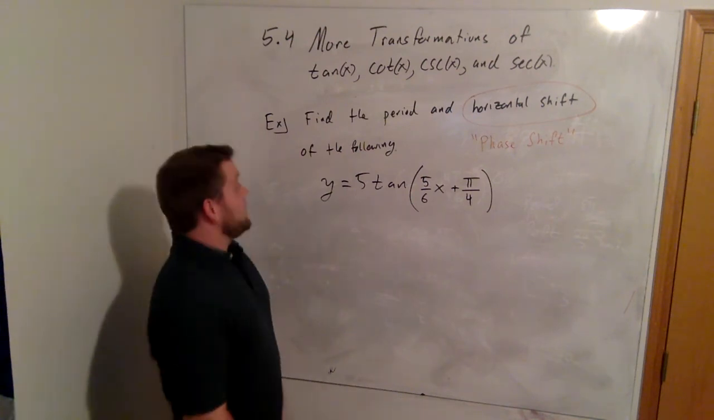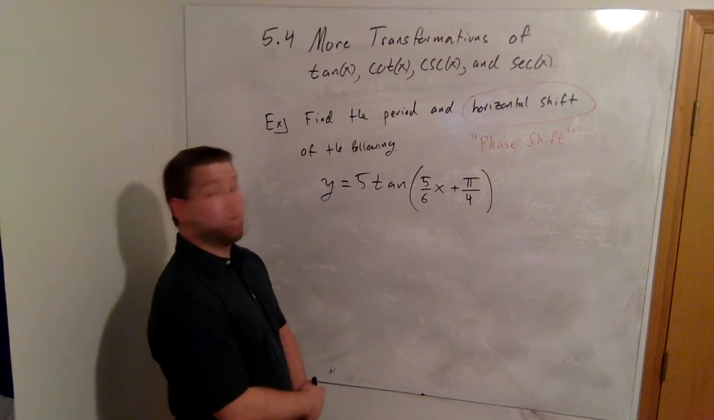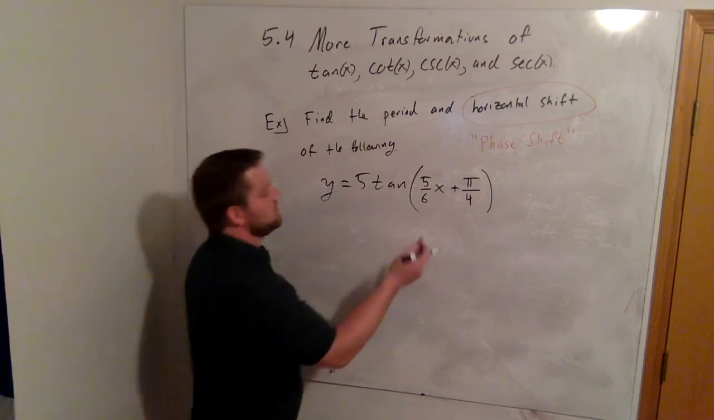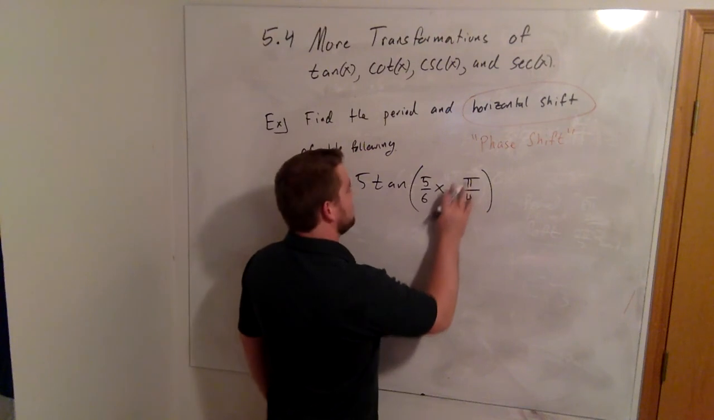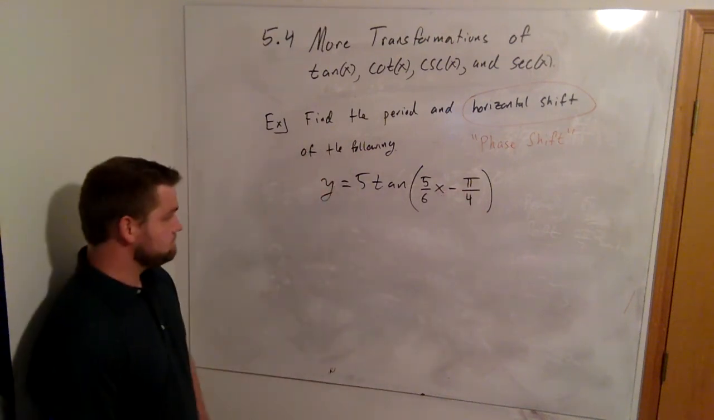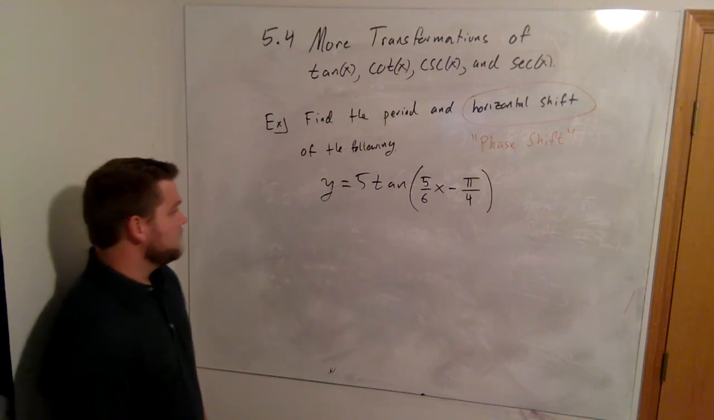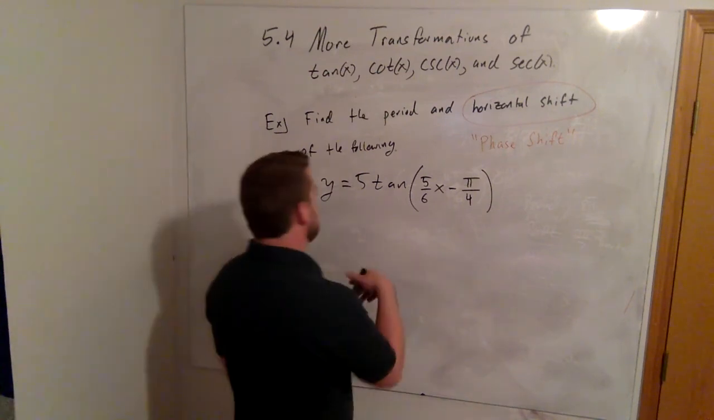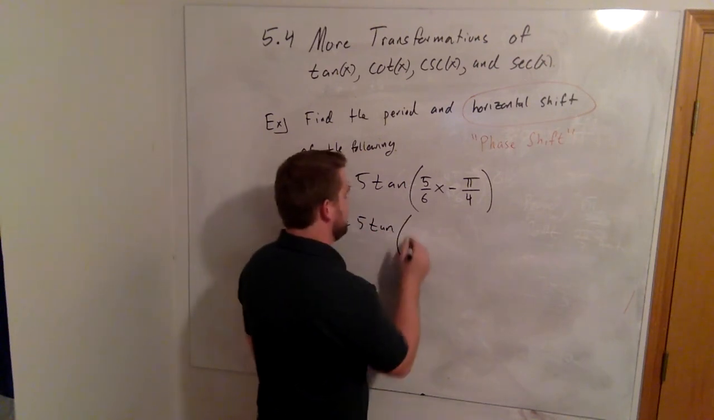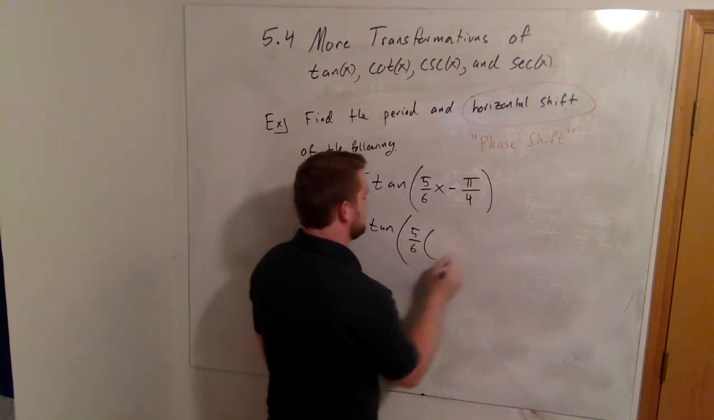So we need to recognize the period and the horizontal shift. Actually, I put a plus here. Let's put a minus here so it's a little bit different than the last example. What I'm going to do is first factor out the 5/6. So 5 tangent, and I need to factor out the 5/6.